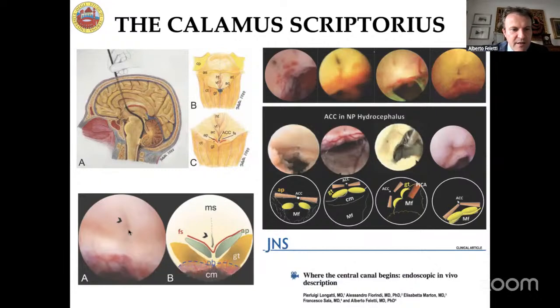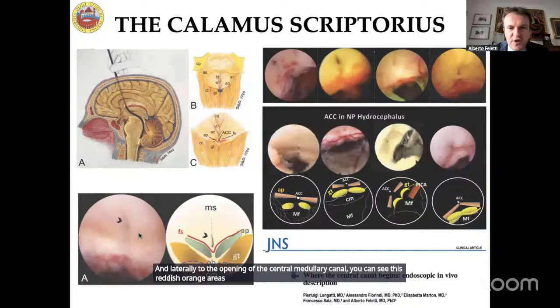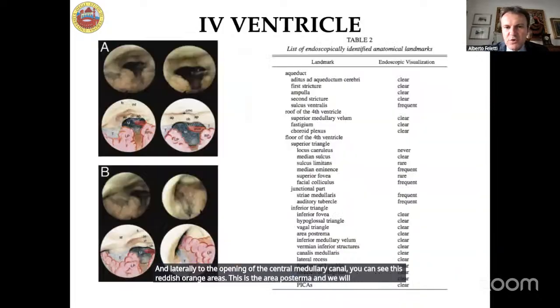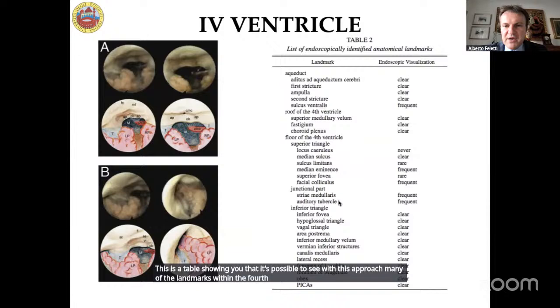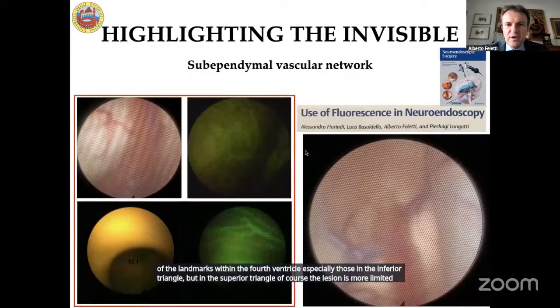And laterally to the opening of the central medullary canal, you can see these reddish-orange areas. This is the area postrema, and we will talk about the area postrema soon. This is a table showing you that it's possible to see with this approach many of the landmarks within the fourth ventricle, especially those in the inferior triangle. But in the superior triangle, of course, the vision is more limited with this kind of approach.